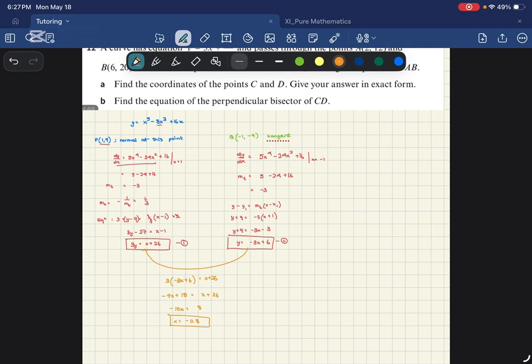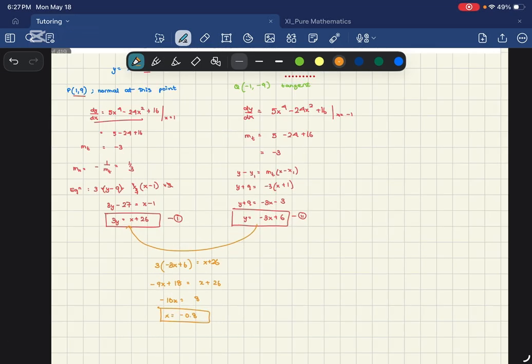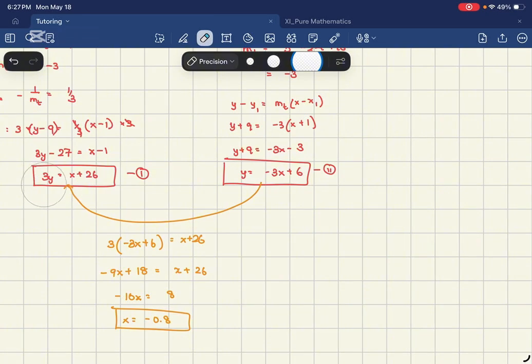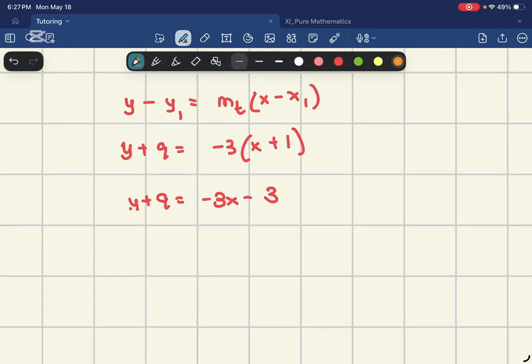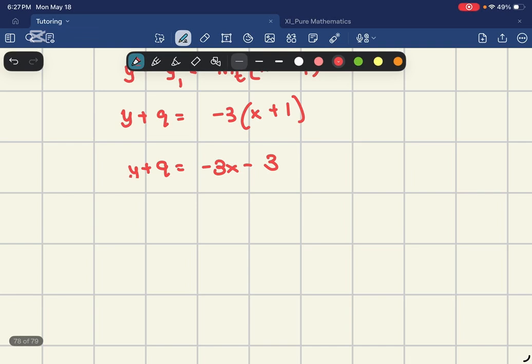Let us see. So I'm trying to spot the mistake here. Here. So I made a mistake here. Sorry. Okay, here's the mistake. I made a mistake when simplifying this.